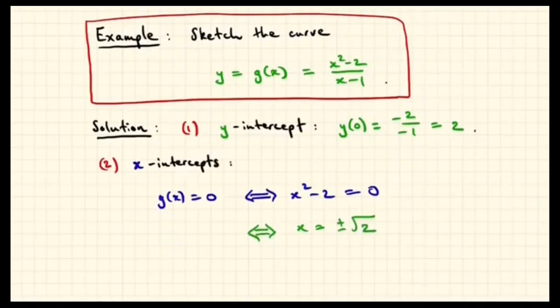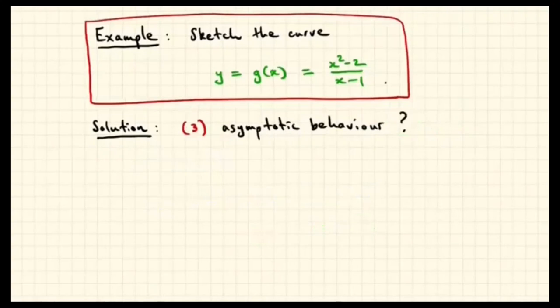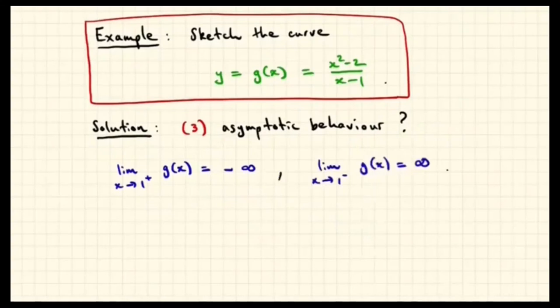The asymptotic behavior is interesting. The limit as x approaches 1 from above of g(x) is minus infinity, which means g(x) gets arbitrarily large and negative. And the limit as x approaches 1 from below becomes positive infinity, which means g(x) gets arbitrarily large and positive. And x equals 1 is a vertical asymptote.